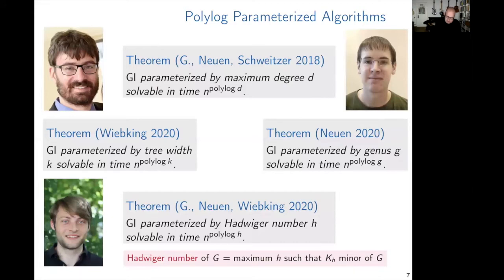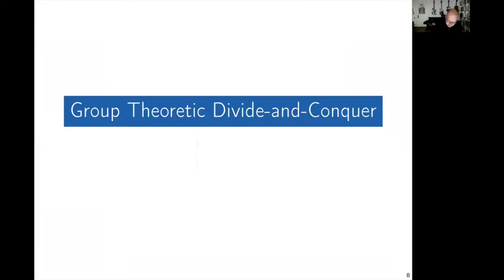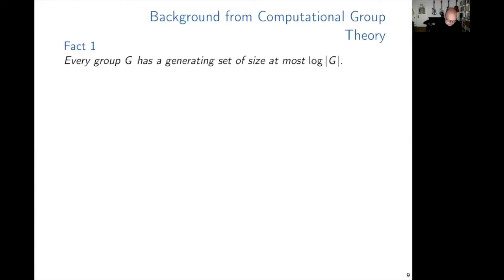So that's pretty much my introduction. Now I want to get more technical, and I want to speak about the group theoretic techniques that led to first Luks's and then Babai's result. And then I want to explain a little bit how we proved our FPT algorithm for graph isomorphism parameterized by degree. Okay.